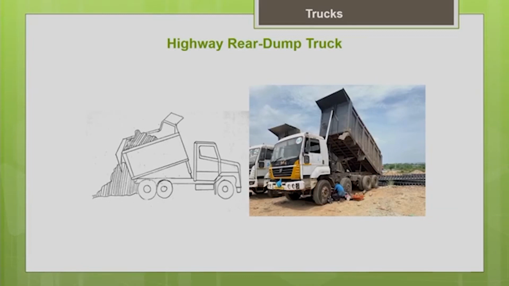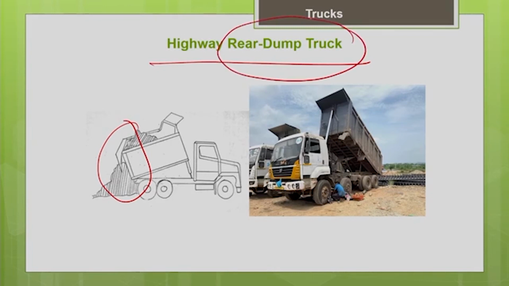And the next one is your highway rear dump truck. You can see the picture, the material is being dumped through the tailgate in the rear end. You can see the machine will be having a hydraulic jack system. With that, you can lift the dump body and dump the material at the end. So, this is the one which is commonly seen. The commonly used one is the rear dump truck.